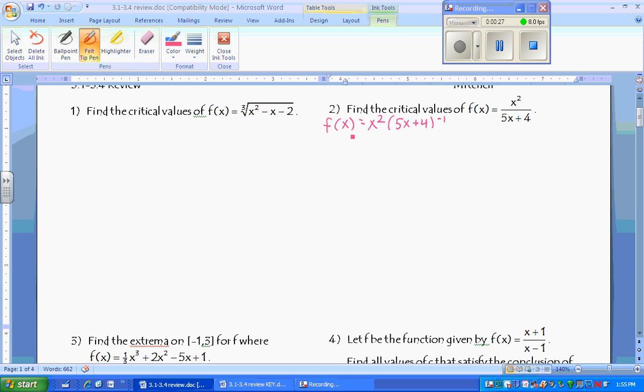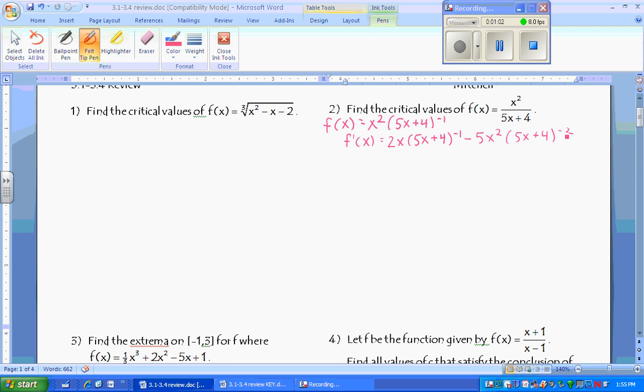Then you take the derivative using the product rule, equals 2x times 5x plus 4 to the negative first. And then, to continue on, you'd have to do plus 2x. But since there's a negative 1, it's just easier to do minus 5x squared times 5x plus 4, negative 2.